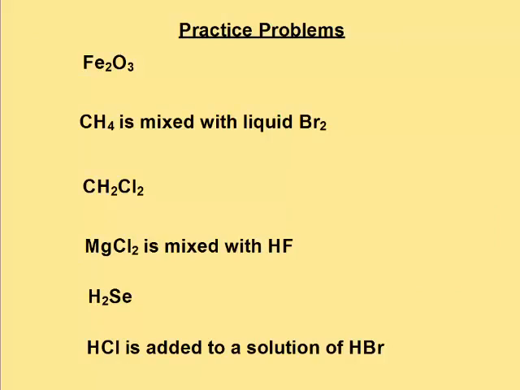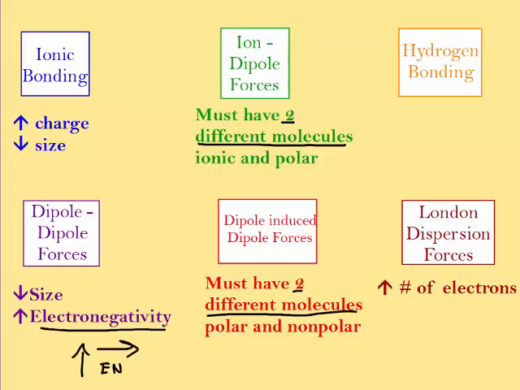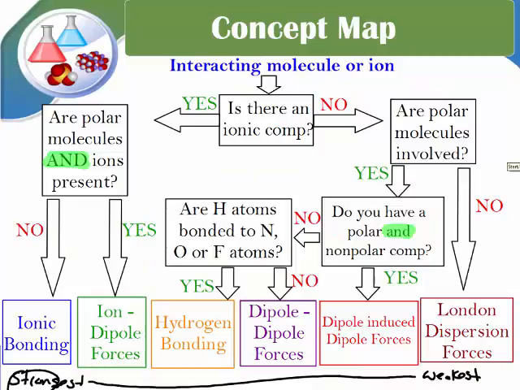So here we have some practice problems. We're going to identify what type of IMF is in each of these. Again, our choices are these at the bottom: ionic bonding, ion dipole, hydrogen bonding, dipole-dipole, dipole-induced dipole, or London dispersion forces. For abbreviations, London dispersion you can say is LDF, dipole-induced dipole, DID, dipole-dipole, DD, hydrogen bonding, HB, nothing for ion dipole, and ionic, you can just write ionic.